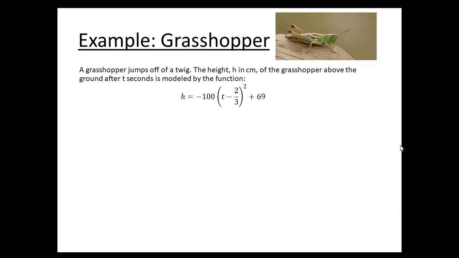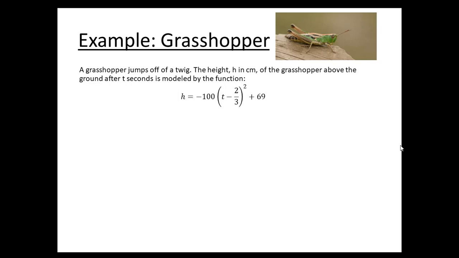Another example now. We have a grasshopper. The grasshopper jumps off a twig. The height, h in centimeters, of the grasshopper above the ground after t seconds is modeled by the function h = −100(t − 2/3)² + 69.